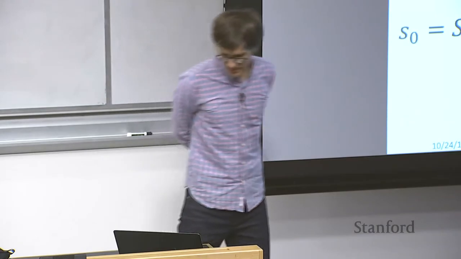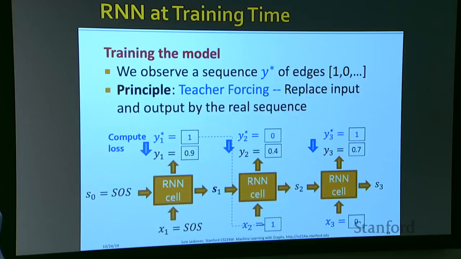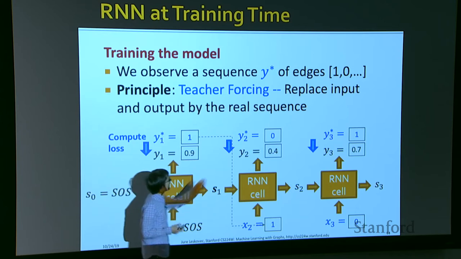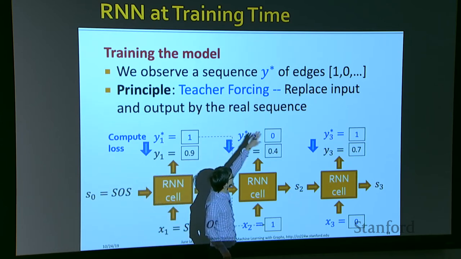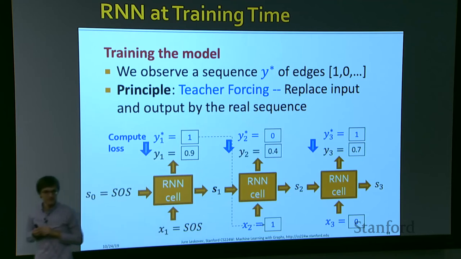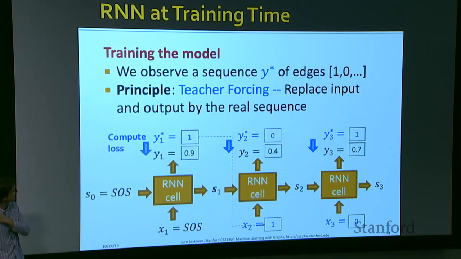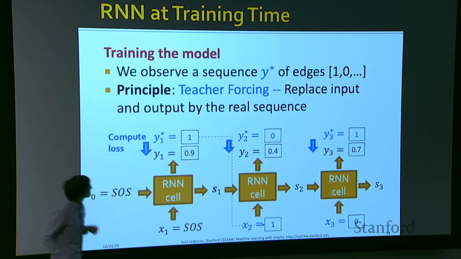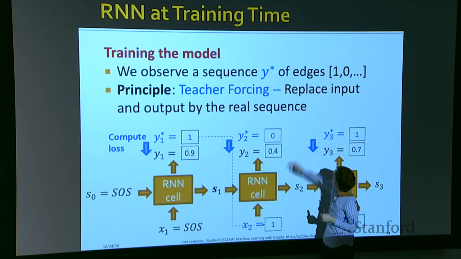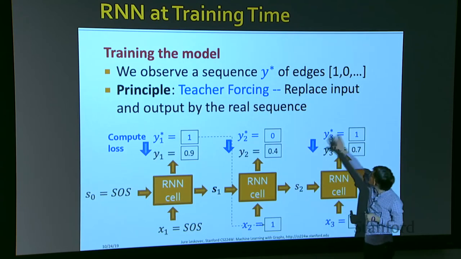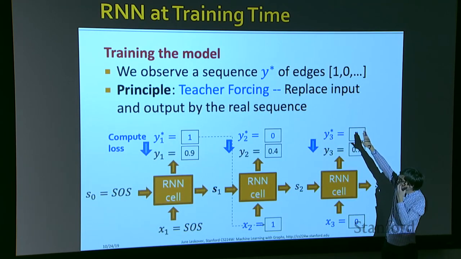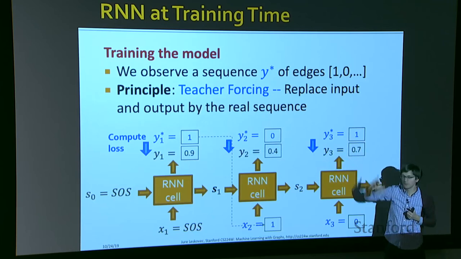All right. So now I want to say how are we going to train the model? I now showed you how to generate. The question is, how do you train? And the way we will think of the training is, again, we have y star to be the real sequence of edges, right? So what we will be applying is this notion of teacher forcing, okay? And what is teacher forcing? I feel a bit strange talking about teacher forcing. But what is teacher forcing, right? So teacher forcing is that you replace the output and the input with a real sequence.